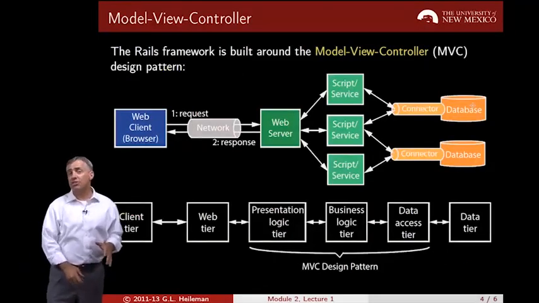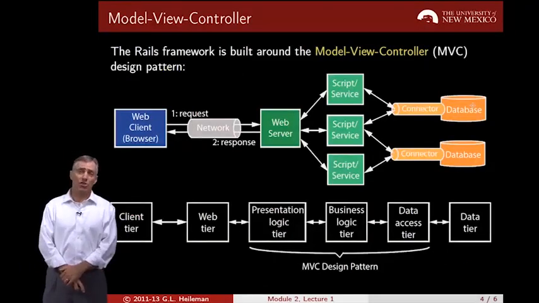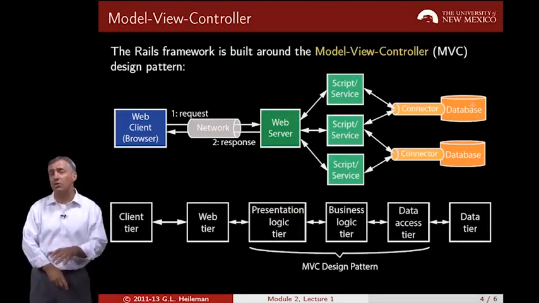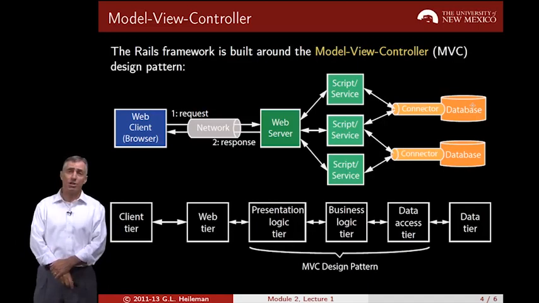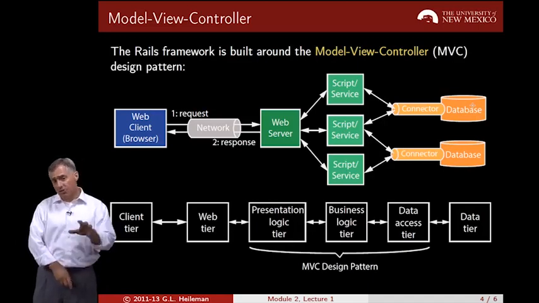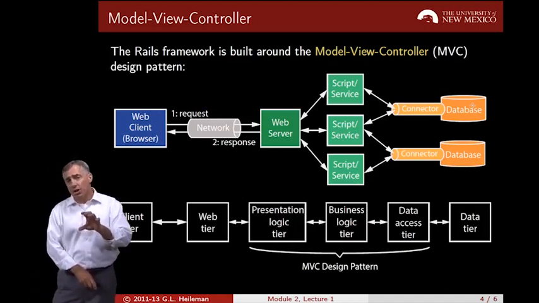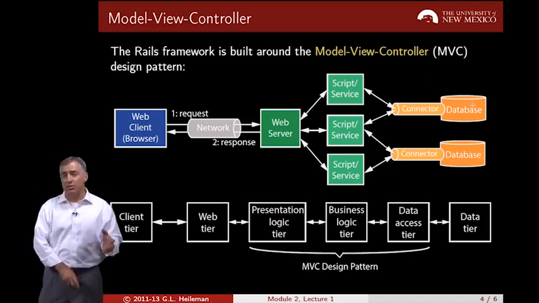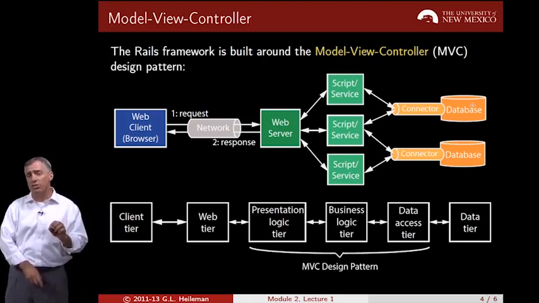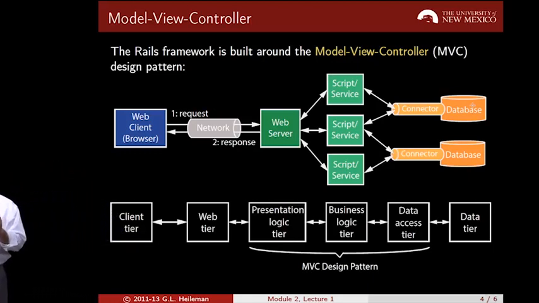Rails makes extensive use of the model view controller design pattern. And to understand where that fits in, let's take another look at the canonical Web 2.0 and 3.0 architecture. That's shown on top here. Underneath that, I'm showing again the 6-tier architecture design pattern that we discussed previously. And the model view controller design pattern is used to help organize the presentation logic tier, the business logic tier, and the data access tier.